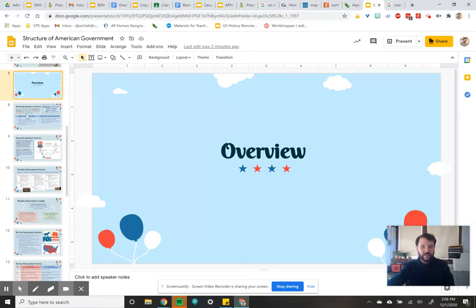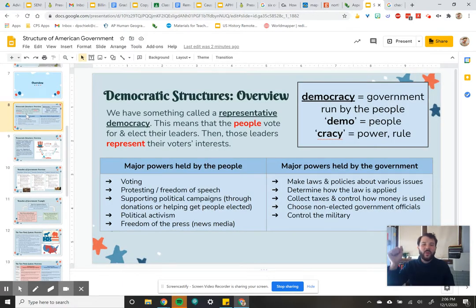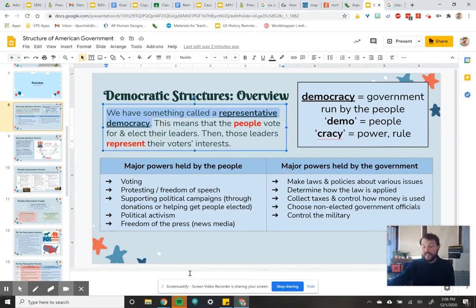Okay, so a little bit of an overview here. When we talk about democracy, there are a few different types of democracy. What's important to know is that we have something called a representative democracy. This means that the people vote for and elect their leaders, and then those leaders represent their voters' interests. So the people have power, but the people aren't necessarily the ones making the decisions about how the country is run. Instead, they give that power to other people who will represent their interests. That's why it's called a representative democracy.